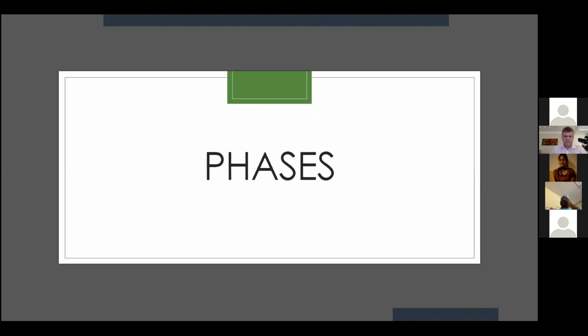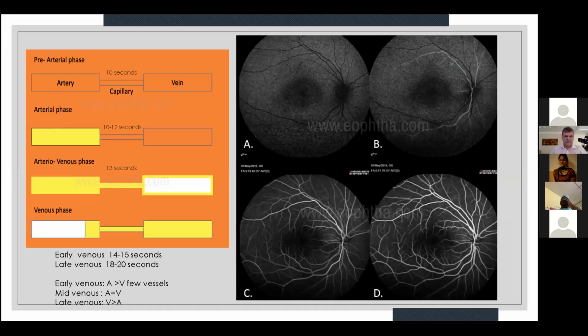Coming to the phases, there are basically 5 phases which you can see in these images. The first one is a pre-arterial phase, also called the choroidal phase, where there is choroidal flushing or the choroidal filling, which usually occurs 9 to 15 seconds. There is patchy lobular filling of the choroid, longer in patients with poor general circulation. This is followed by an arterial phase. Here arteries are filled, veins are not yet filled, usually occurs 10 to 12 seconds.